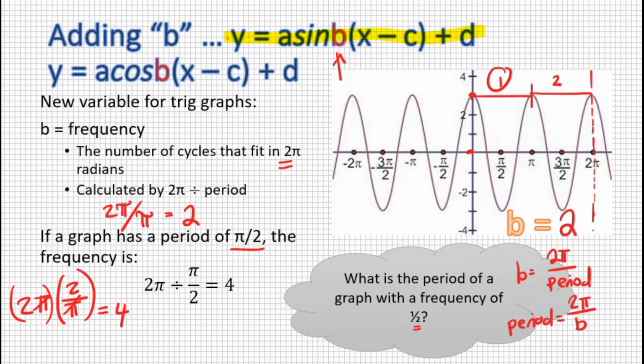So if we want to know the period of a graph with a frequency of 1/2, 2 pi divided by 0.5, or fraction math, and you're going to get 4 pi. That makes sense. That means that in 360 degrees, we only get through half of the graph, so it's going to take us 720 or 4 pi to get through the entire graph.